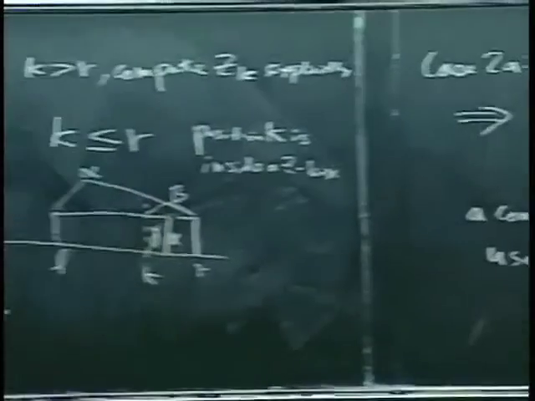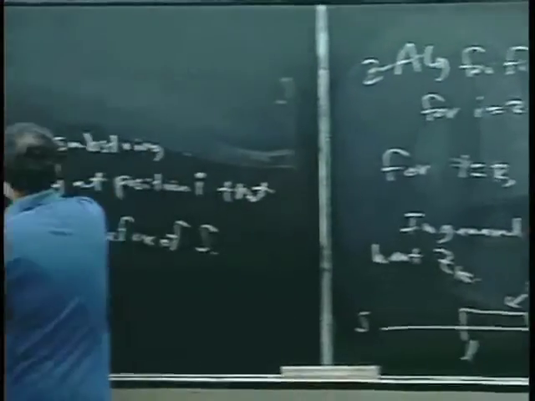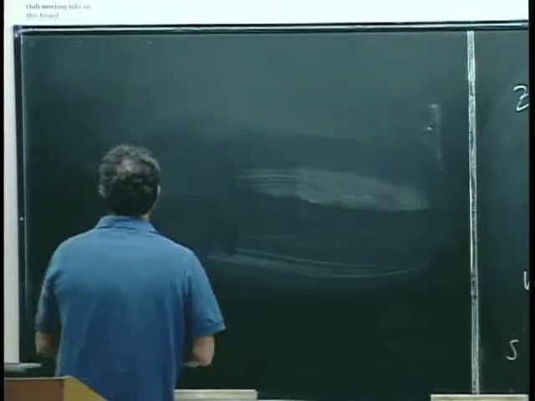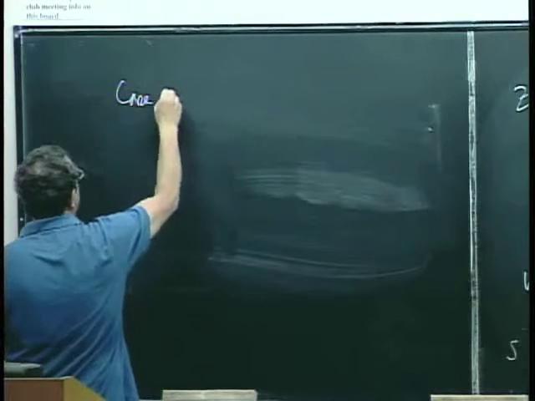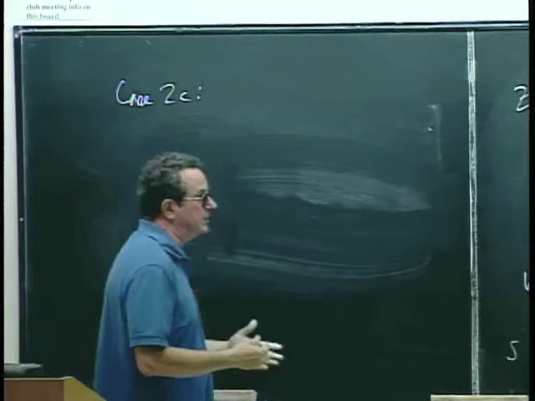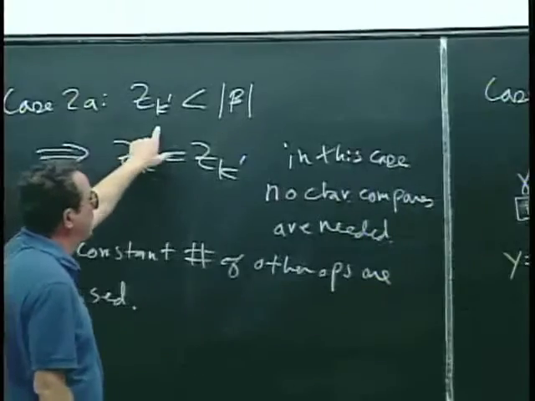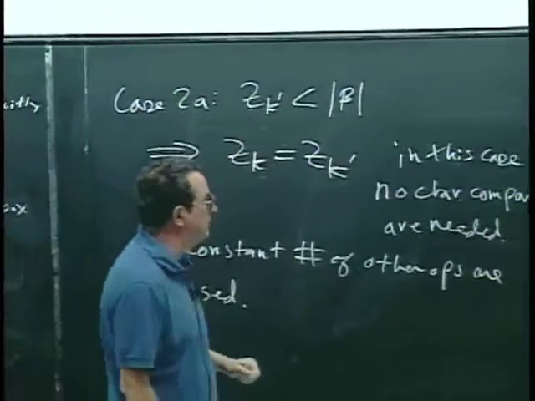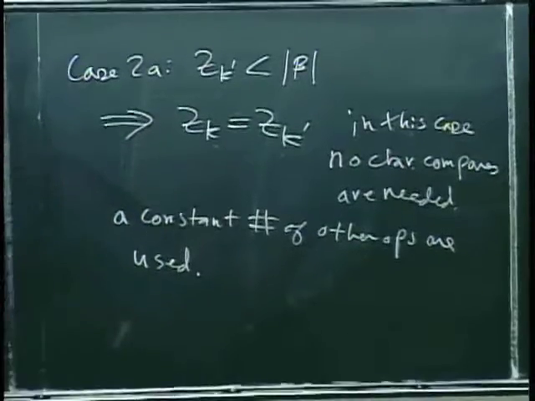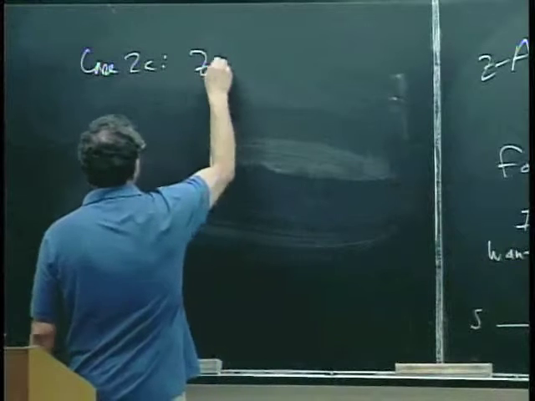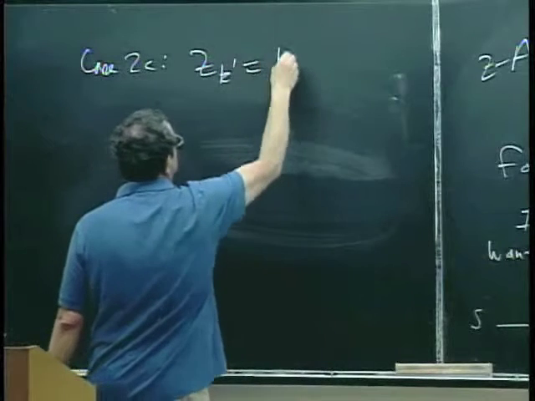Okay, let's do the final case, which is case 2c. All right. Well, we've looked at the case where zk prime is less than beta, and the case where it's strictly larger than beta, so the only case that's left is zk prime is equal to the length of beta.